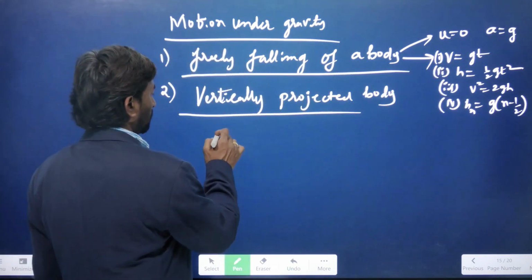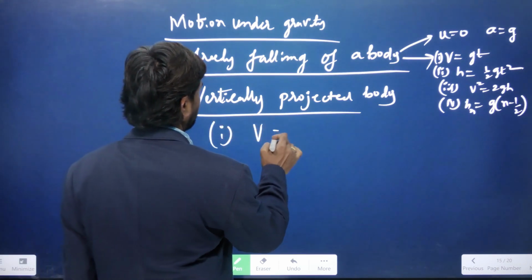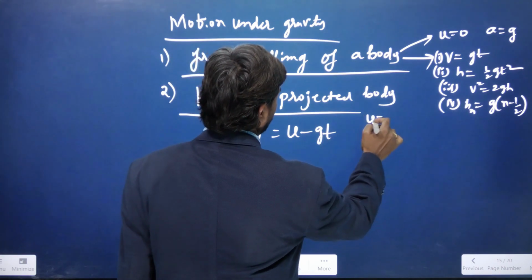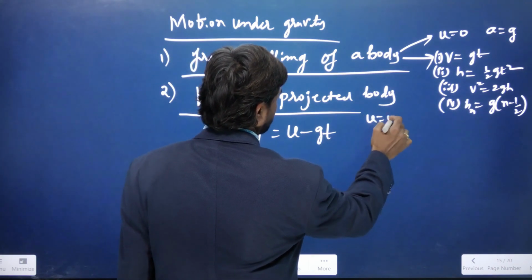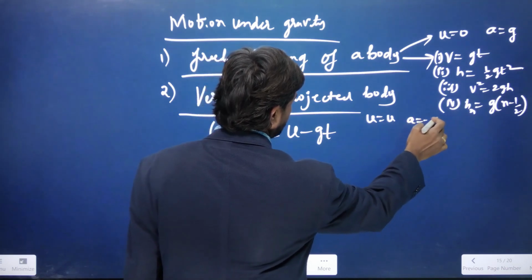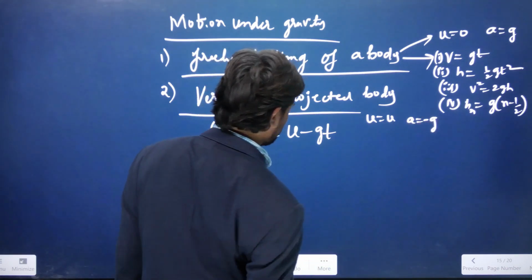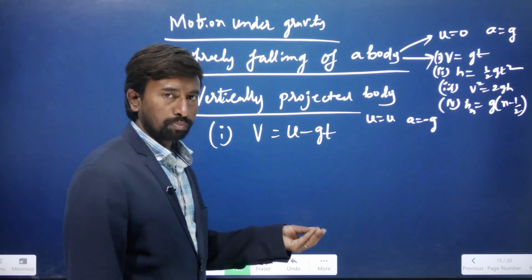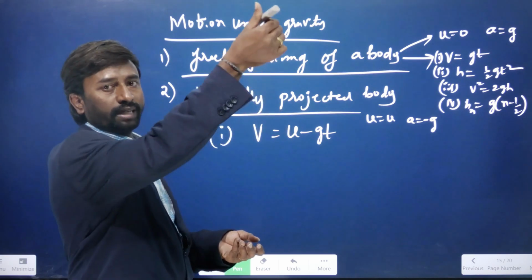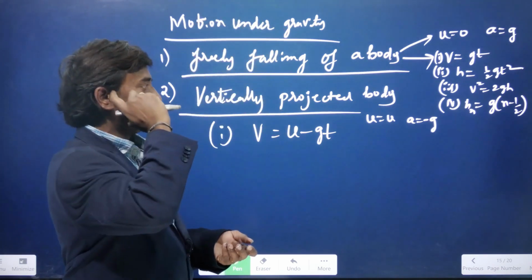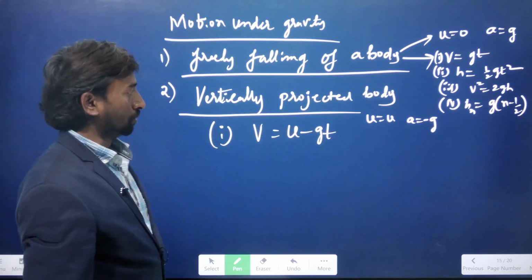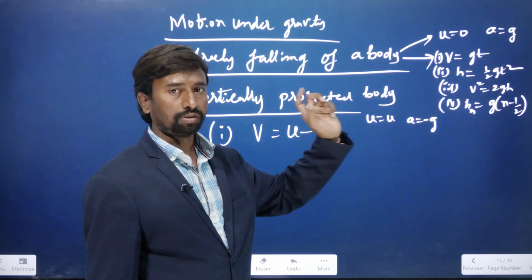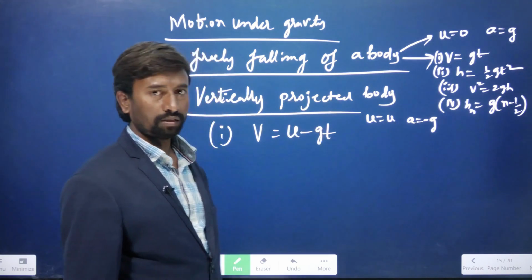In the vertically projected body, the first equation of motion can be written as v is equal to u minus gt. Here the body has a certain initial velocity u, and the acceleration will be minus g. Minus means that if the body is projected vertically upward, the speed of the body decreases, and finally it becomes 0. Then again it comes down. Since the speed decreases, the acceleration of the body is negative, called deceleration or retardation. That is the reason we use minus g.